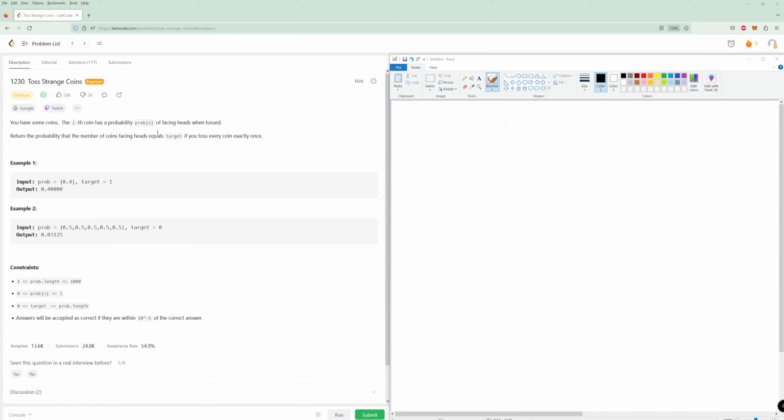So we go through this probability array, and this is the probability of getting a heads. We toss every coin once, and then basically what they're saying is, what is the probability of our total number of heads equals the target. And so what we can do is we can actually draw a decision tree.